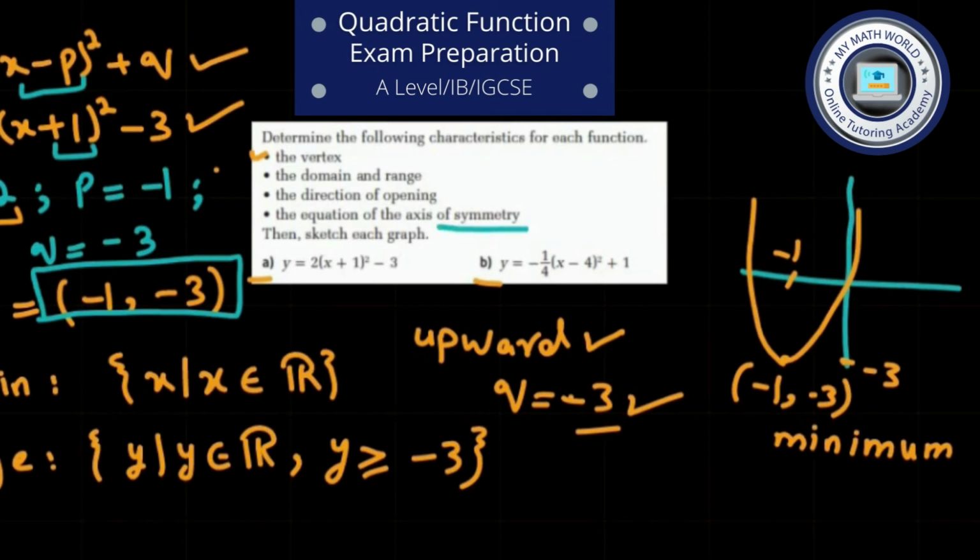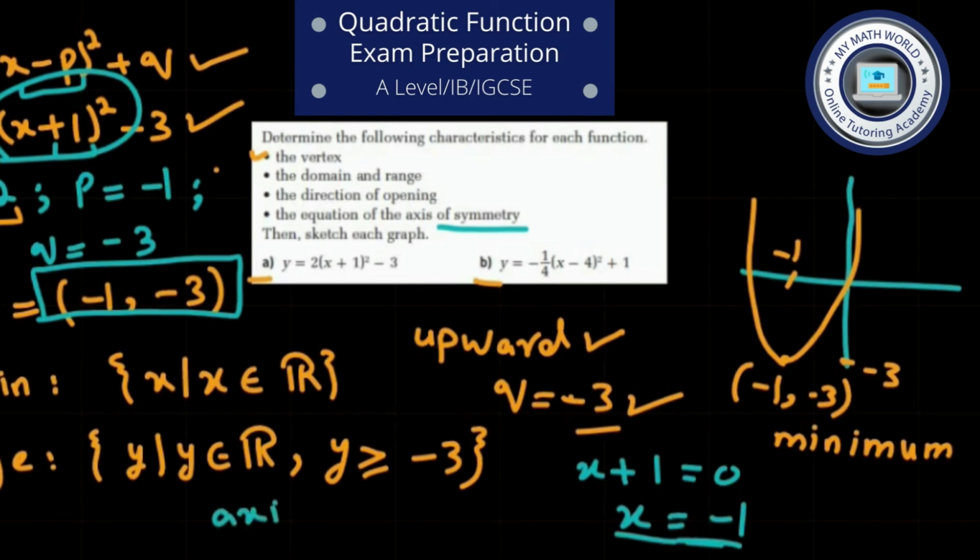We can write the answer for the axis of symmetry by using this factor, which is x plus 1. We have to put it equal to 0. x plus 1 is equal to 0. That means x is equal to minus 1. So this is the answer for the axis of symmetry. Let's write over here, axis of symmetry. Okay, this is the axis of symmetry.